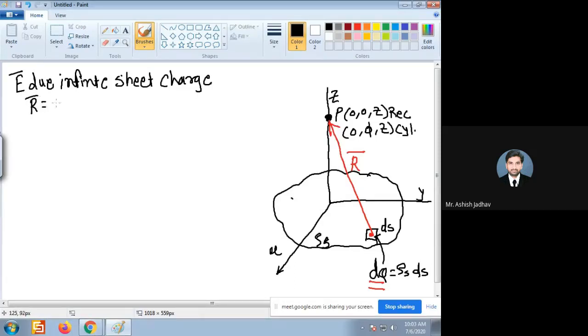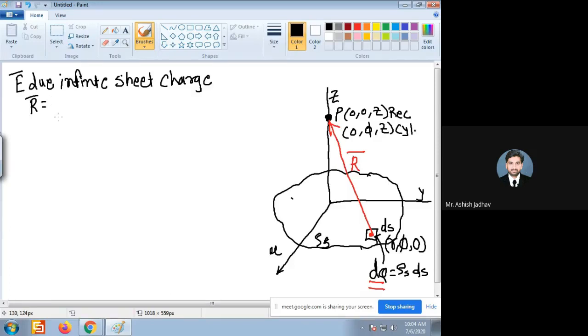R bar is equal to, so you know the coordinates. Let us assume the coordinates of this ds, since it is on the xy plane in a cylindrical coordinate system. What coordinates can I assume here? It would have r, because it is away from the origin and z axis, so radius would be there. Then it would have angle phi, and since it is on the xy plane, value of z, that is height, is 0. So r, phi, 0 are the coordinates of dq, and 0, phi, z are the coordinates of point P. So now we can find the vector r bar.